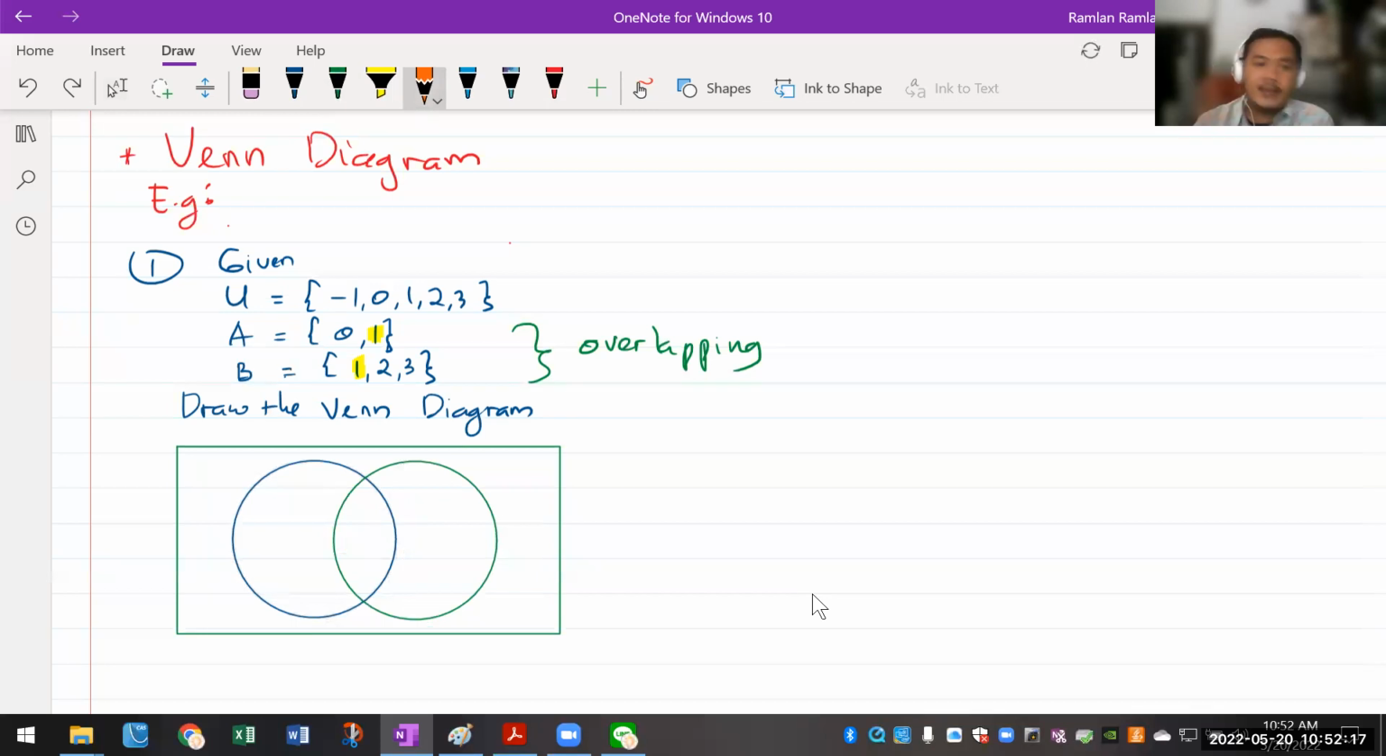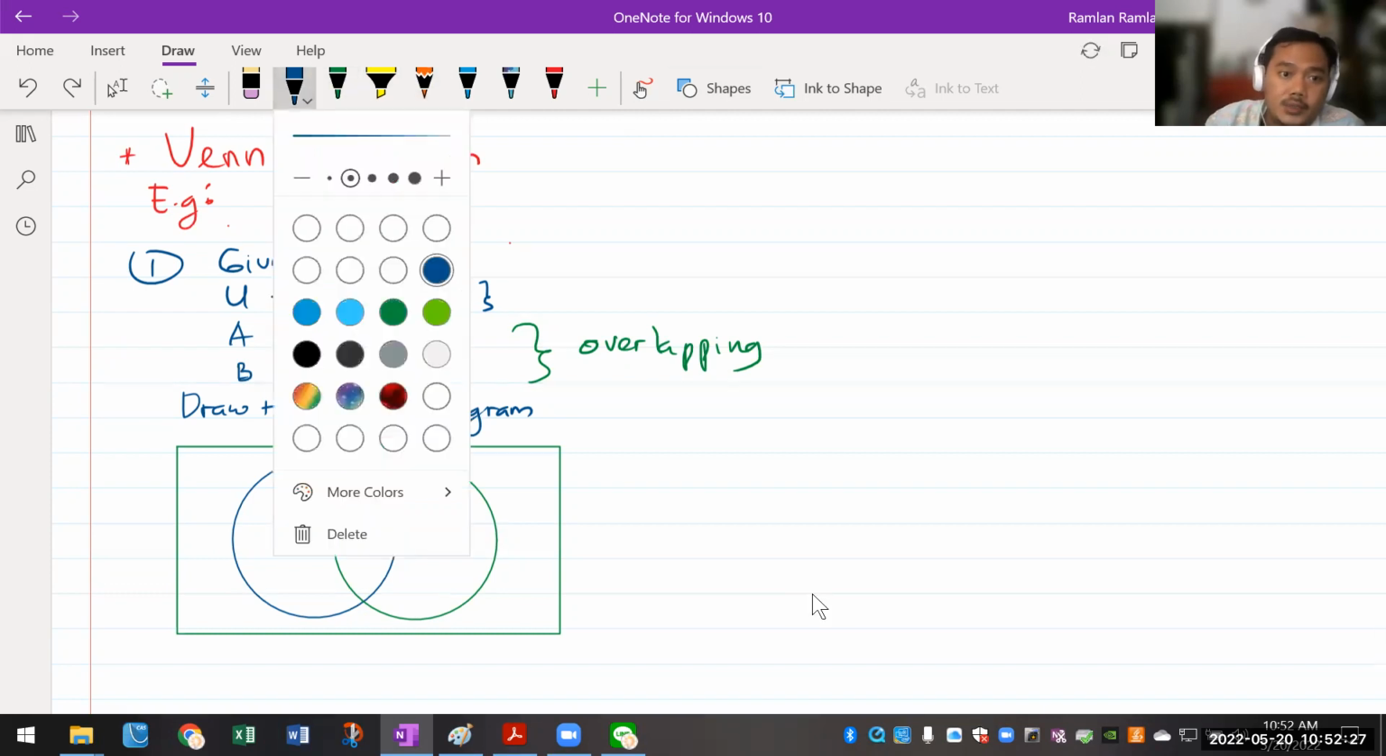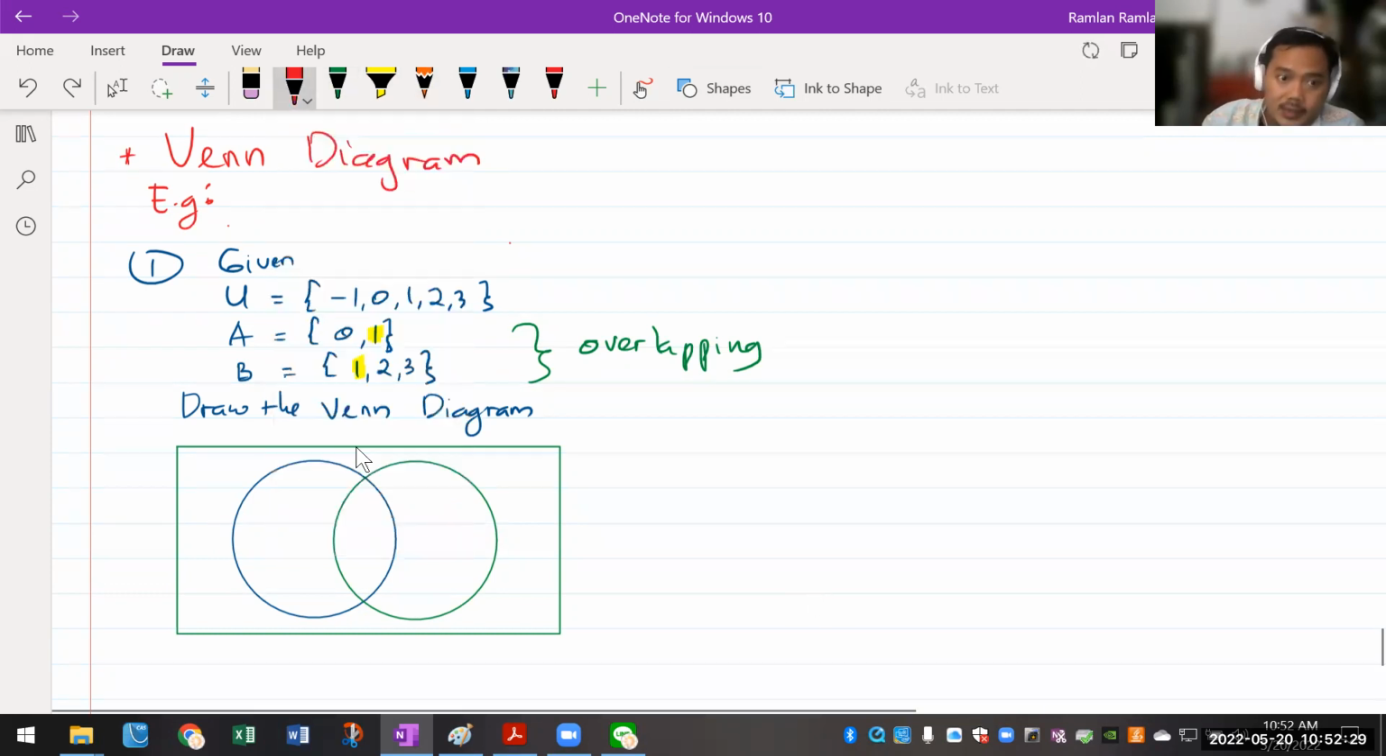The next thing that you need to do is to write down the names of the sets, because we're talking about sets A and B. You can write down which one is A and which one is B; it's the same thing. I'm going to choose the left side as A and the right side as B. So this is A and this is B. And the universal set is always written on the top left of the rectangle. This is the universal set over here.